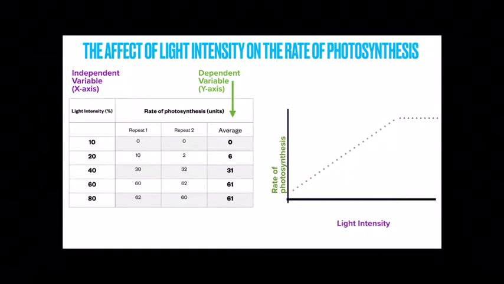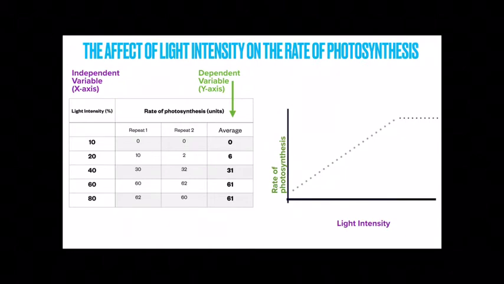Things to remember for graphs, how you get marks. First of all, what's been changed by the scientist is the first thing in the table, the light intensity. That must go at the bottom, okay? Because it's causing the result. The dependent variable is the result. It depends on what's happening at the bottom. So it has to be on the y-axis. And we only plot the average.